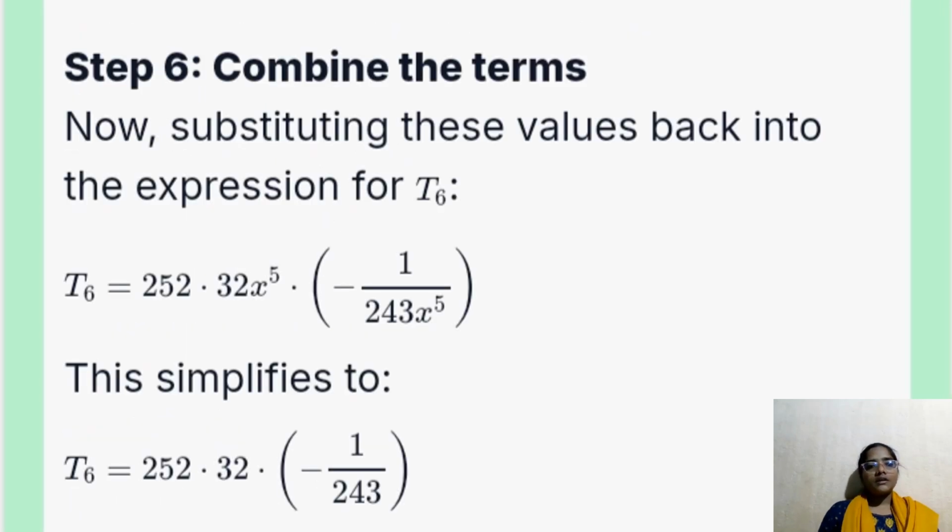Now we combine the terms using the sixth step. Substituting the values back into the expression for T6, T6 equals 252 into 32 x to the power of 5 into minus 1 by 243 x to the power of 5. This simplifies to 252 into 32 into minus 1 by 243.